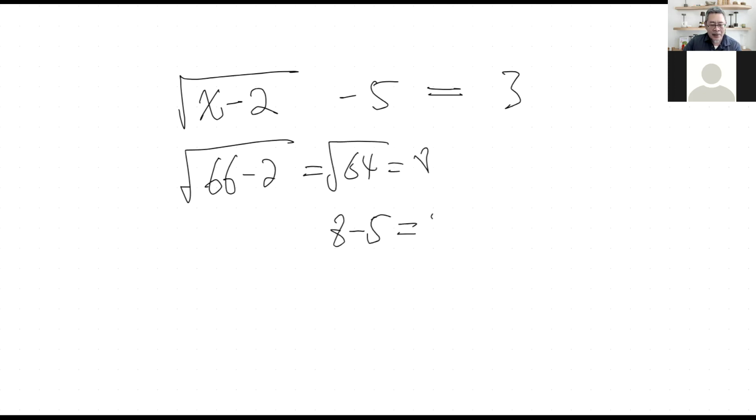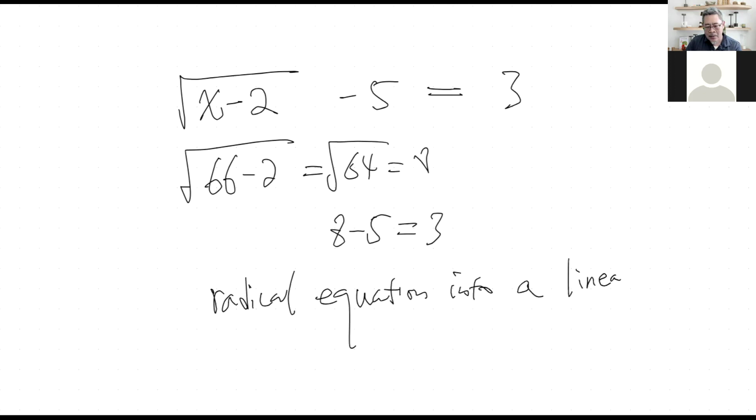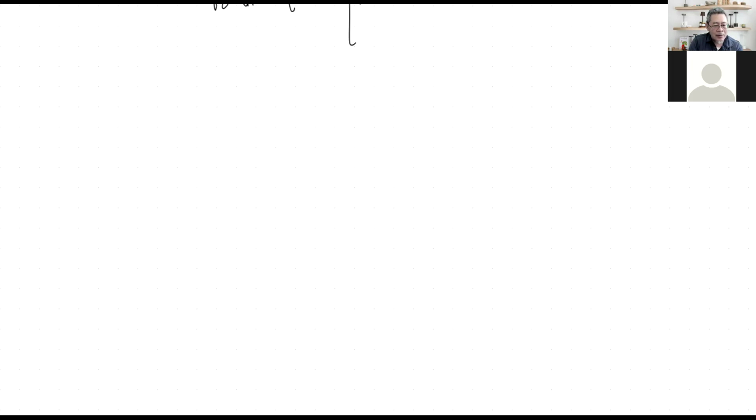Good job. Okay, so far we see that we change a radical equation into a linear equation. Now, sometimes we actually have to change it to a quadratic equation. For example, if we got something like, say, square root of 2x plus 3 minus 5 equal to x.